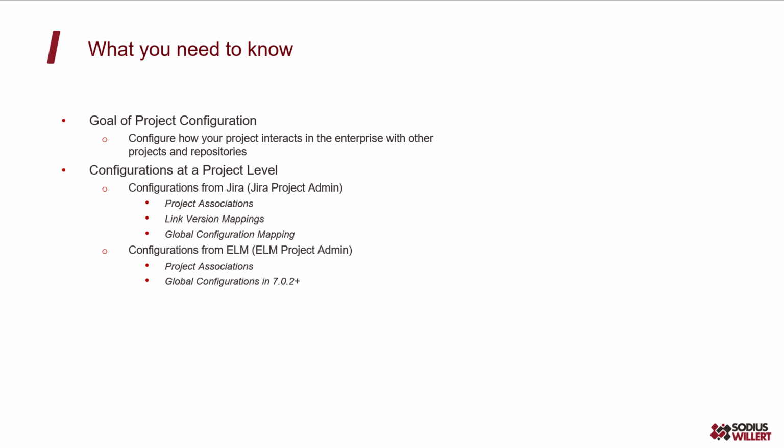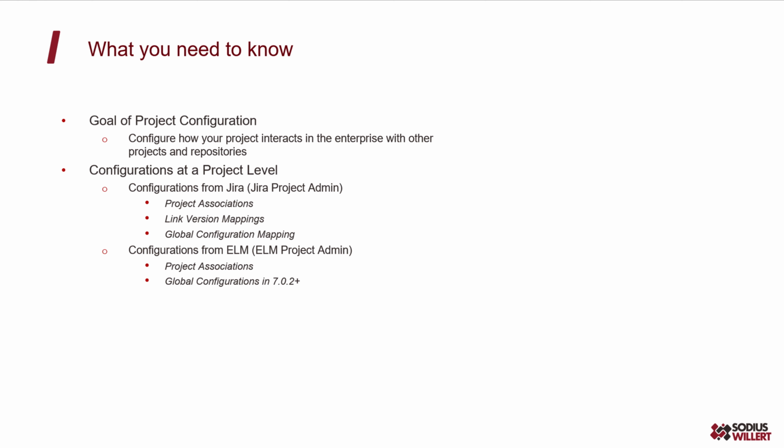So really, our goal for project configuration is setting the pattern of how your projects work in the enterprise. So which Jira projects are connected to which Doors Next projects, which ETM projects are connected to Jira and EWM. Basically, you can set those patterns through project level configurations.